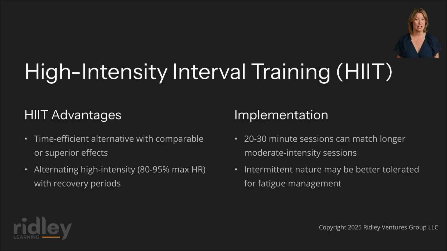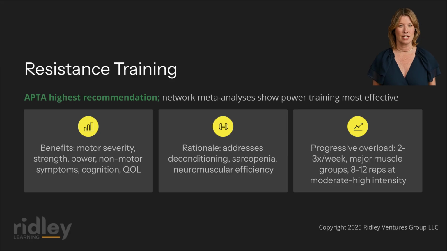Resistance training demonstrates particularly robust benefits across multiple outcome domains in Parkinson's disease, with network meta-analyses identifying power training as producing the strongest effects for motor symptoms and muscle strength improvements. The American Physical Therapy Association provides the highest level of recommendation for resistance training, citing evidence of improvements in motor severity, strength, power, non-motor symptoms, functional outcomes, and quality of life. Resistance training also demonstrates significant cognitive benefits, alongside superior effects on depression, sleep quality, and overall quality of life compared to other exercise modalities. The rationale for resistance training in Parkinson's disease derives from multiple interacting factors.